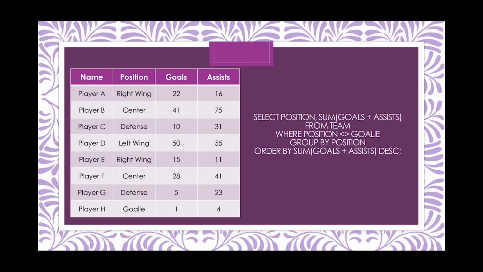The SQL statement using the where clause would be to select the position and the sum of the goals and assists columns from the team table where the position of the player is not goalie, and then group them by their position and order them in descending order based on the points column.